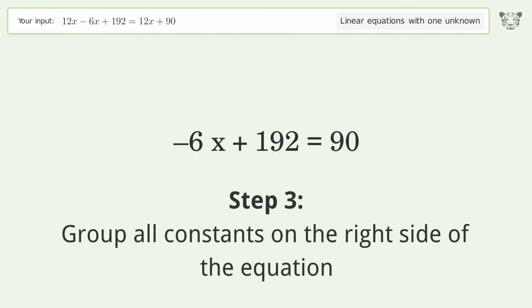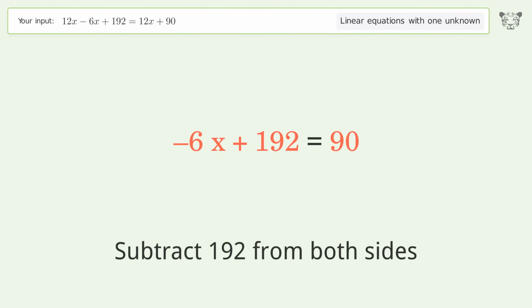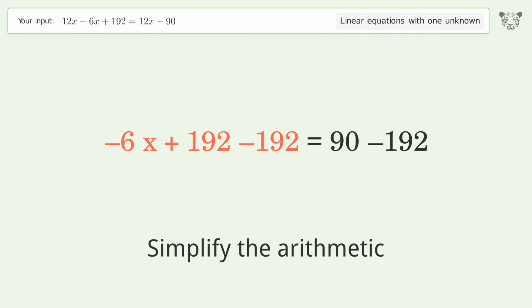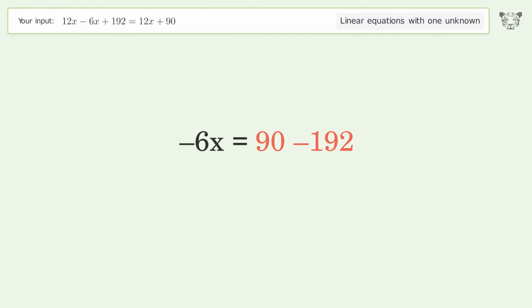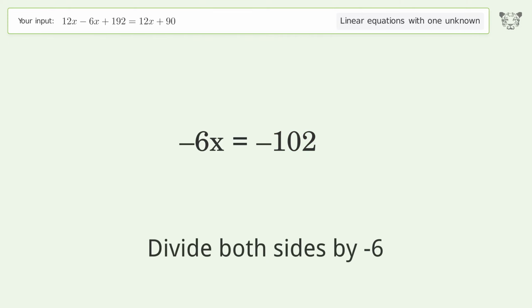Group all constants on the right side of the equation. Subtract 192 from both sides. Simplify the arithmetic. Isolate the x. Divide both sides by -6.